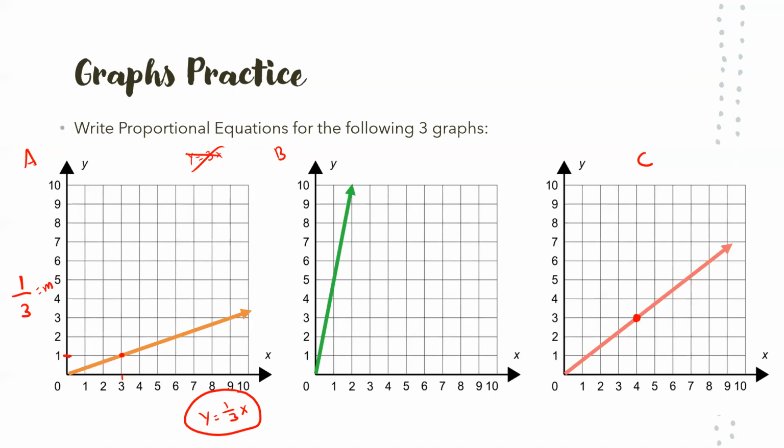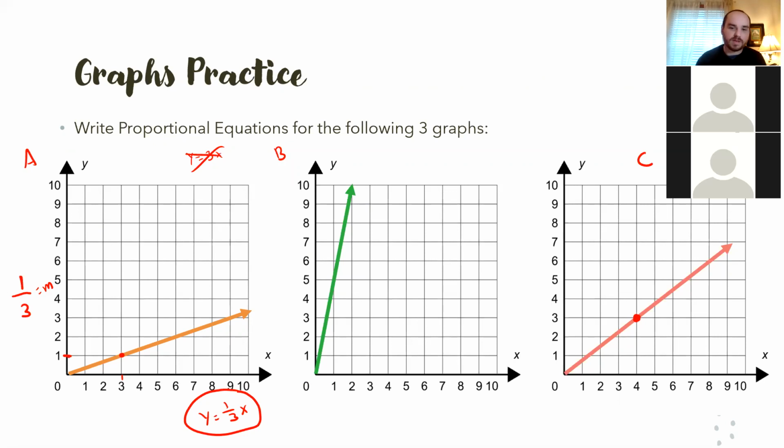See you later, Tristan. Wait, how do we figure out B? Because there's no point on it. I can give you one, but you should be able to see one right here.